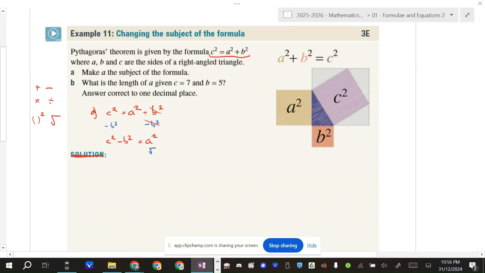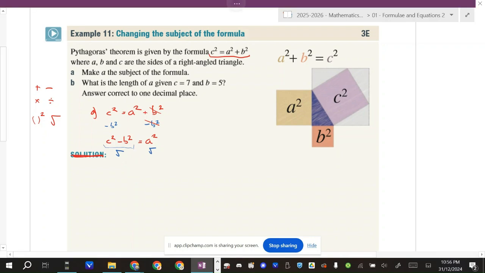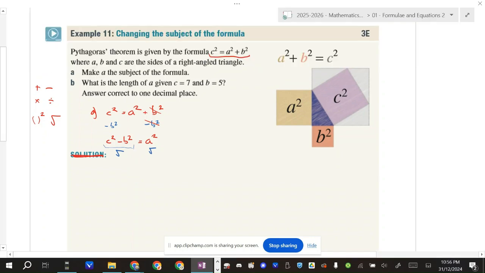So I'm going to put a little square root symbol down there. But remember, we're doing the whole thing. So when we write this down, we're going to have that square root cancel that square. So we're going to be left with a, and then we've got the square root of that whole side. So c squared minus b squared.